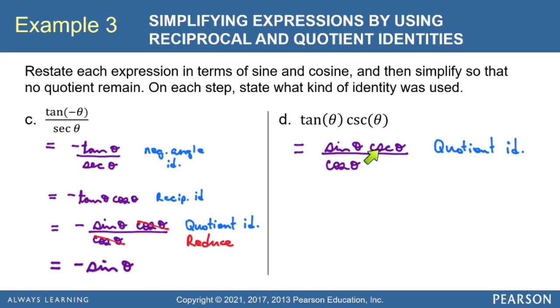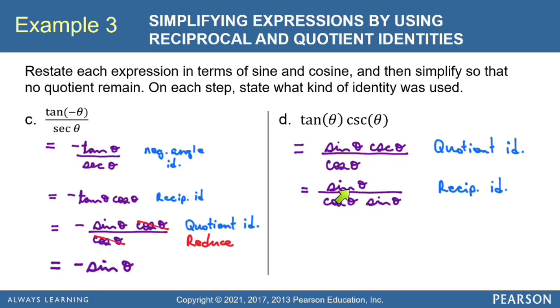Now nothing reduces here, so now we want to use a reciprocal identity to restate cosecant of theta in terms of sine. And we know that cosecant of theta in the top of an expression is equivalent to sine of theta in the bottom of that expression. So now we'll still have sine of theta over cosine of theta just like they are, and we'll rewrite cosecant of theta in the top as sine of theta in the bottom. And that was a reciprocal identity that let us do that.